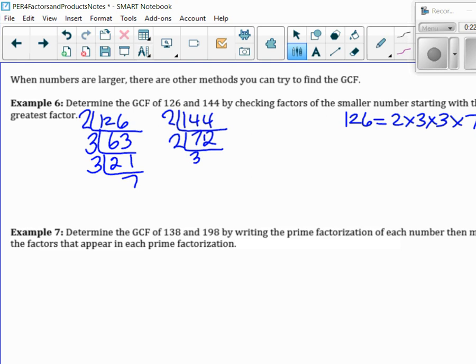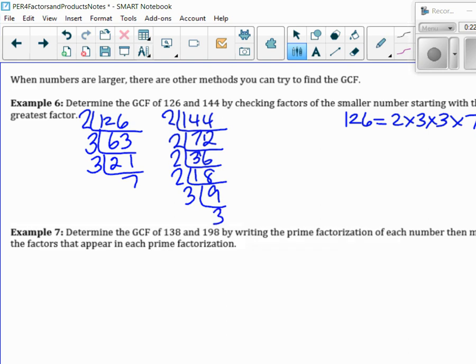3, carry the 1. 36. Is everybody catching on to my rapid division there? Okay, that's even again. I can divide by 2. So I get 18. That's even again. I can divide by 2. It's 9, and 3, and 3.